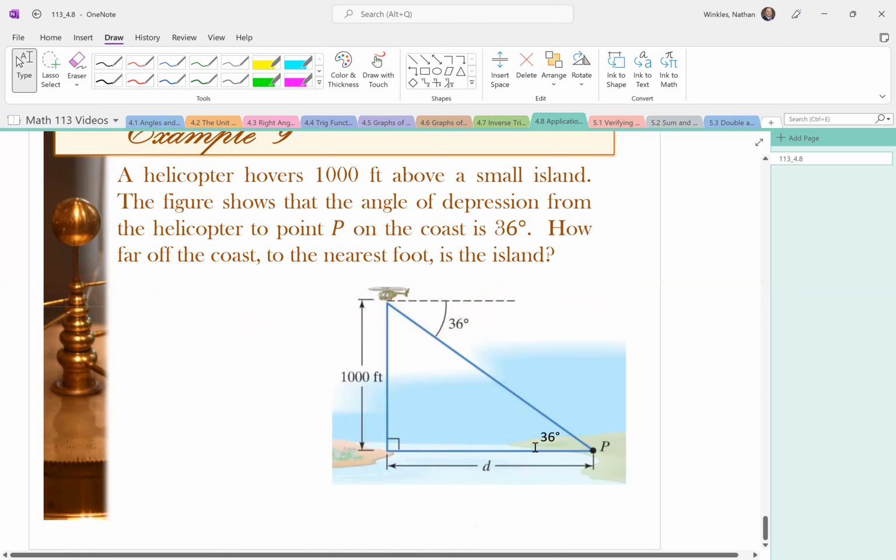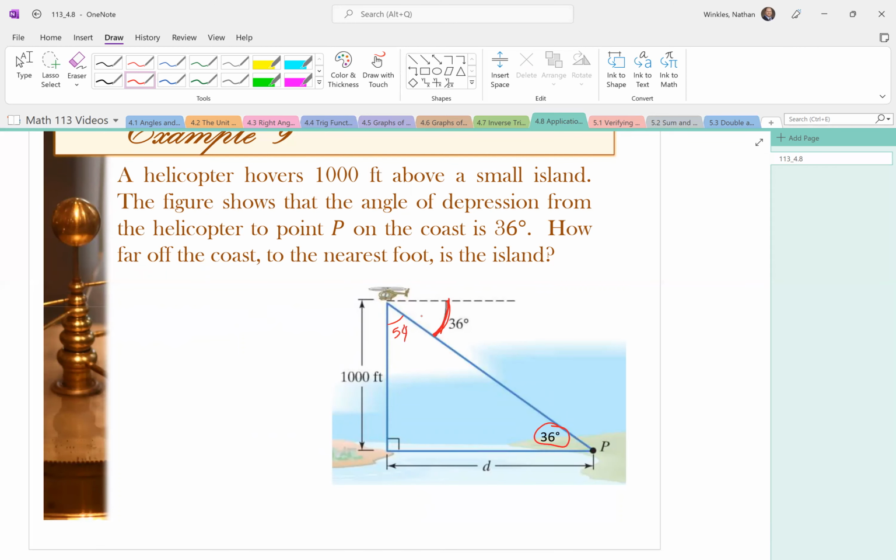So a helicopter hovers 1,000 feet above a small island. The figure shows that the angle of depression from the helicopter to the point P on the coast is 36 degrees. How far off the coast to the nearest foot is the island? Okay, so since we know this angle is 36, we automatically know this is 54. 90 minus 54 gives me that this angle is 36. We could have used the 54 since we know that 100%. So we could do one or the other.